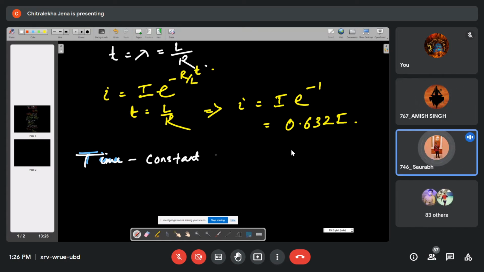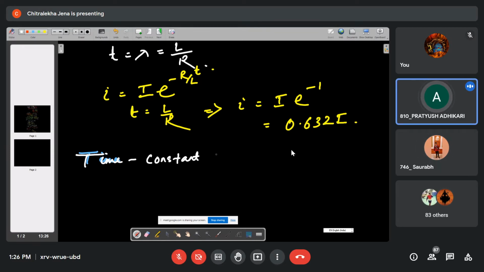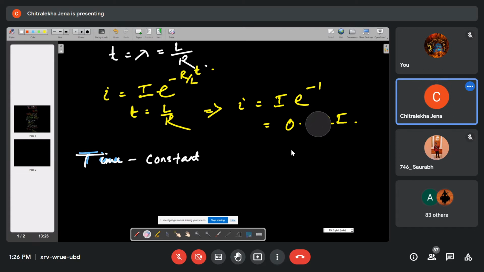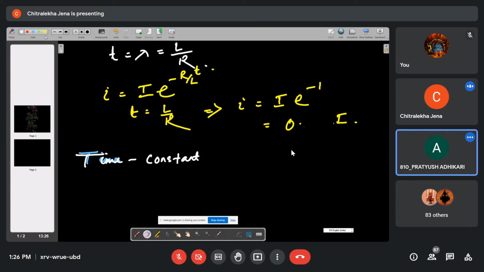Ma'am, this is the time constant of decaying current. Then the current should be 0.37 I. Current is equal to how much? 0.37 I. Very good. Who is answering? Ma'am, Pratyush. e to the power minus 1 is 0.37 into I.